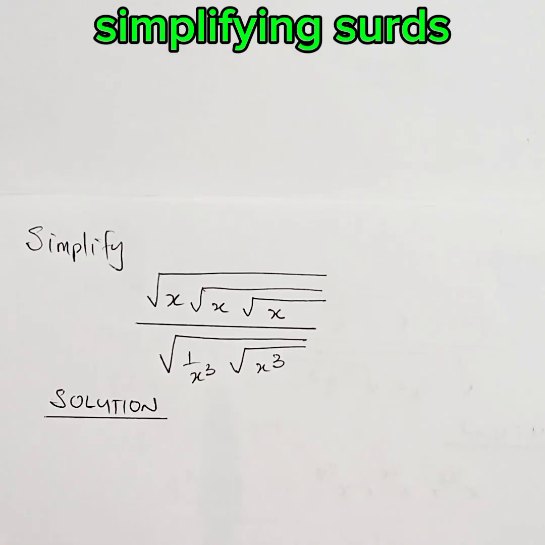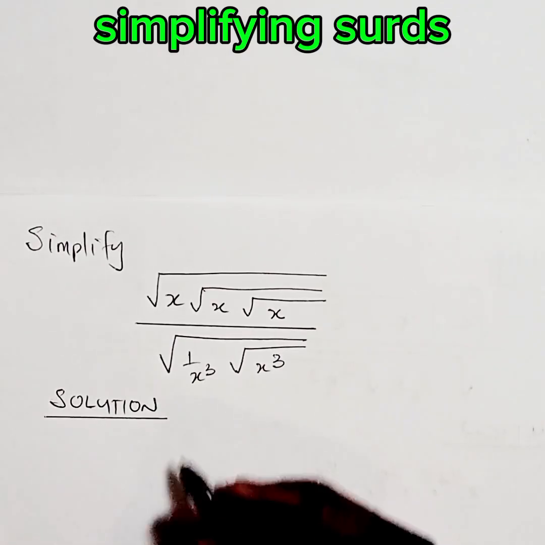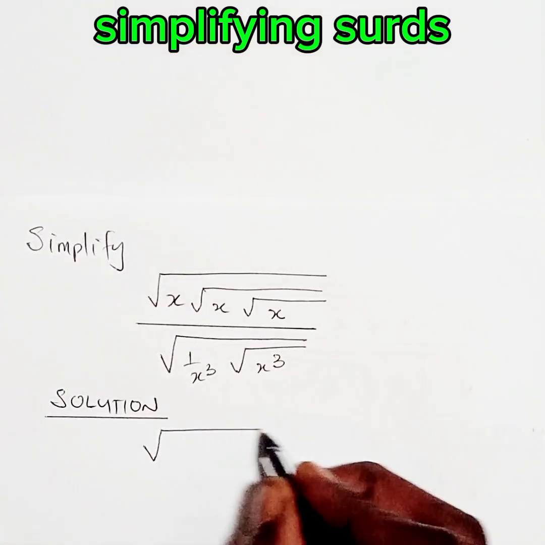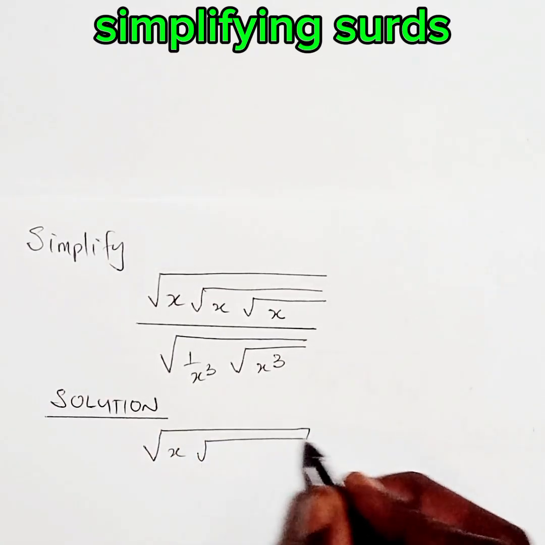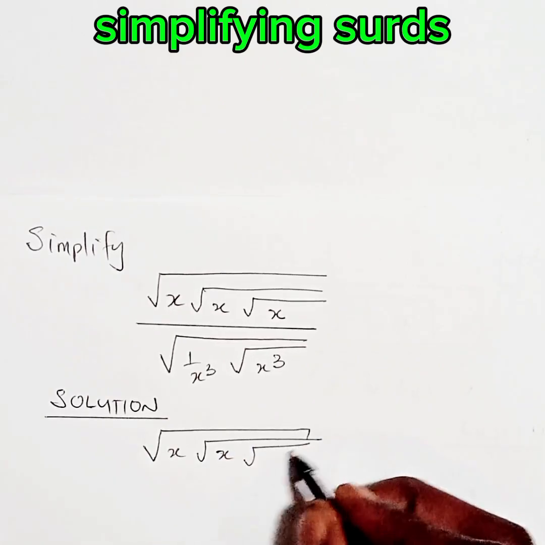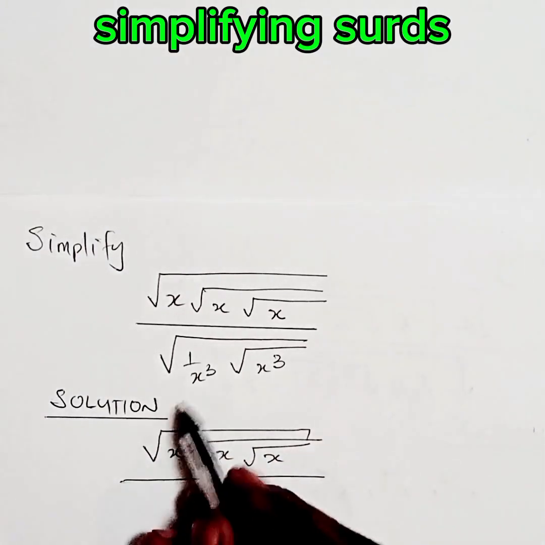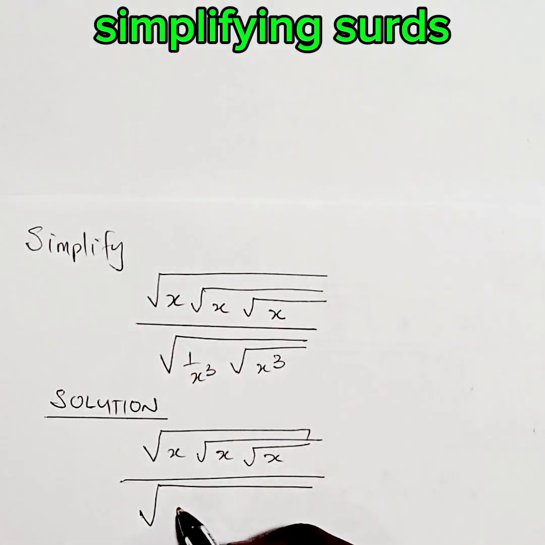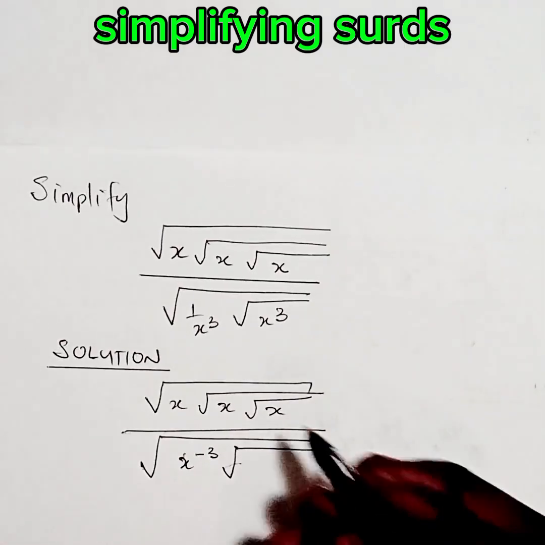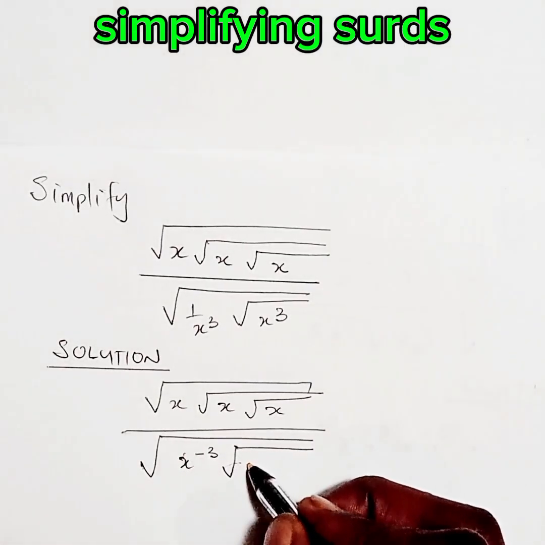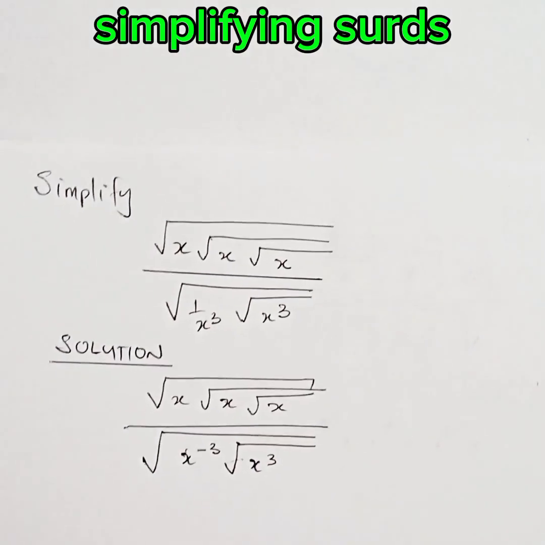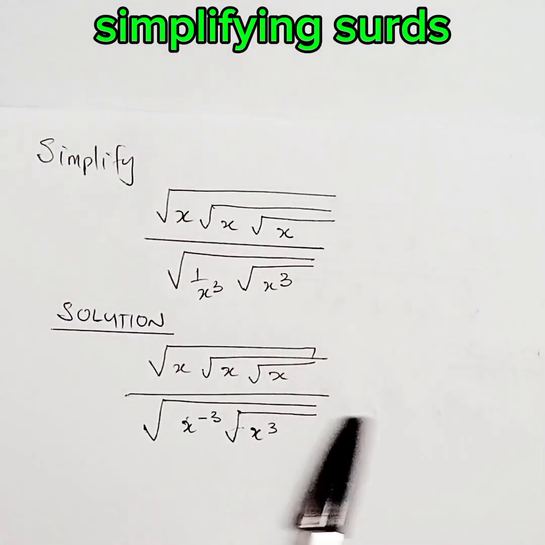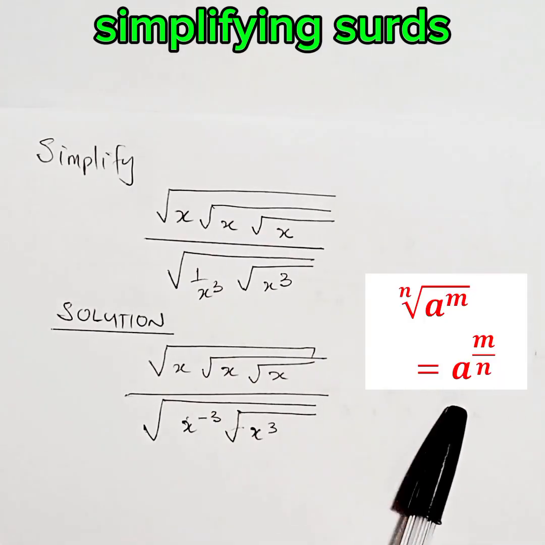Today we are simplifying a surd expression. Let me just rewrite it. Okay, there I have root x and another root x and a root x there. Now I just need to rearrange what is down there. Here I'll be having x to the power minus 3, then it's multiplying x to the power of 3, root of that. Okay, now to get rid of the root signs, I'm going to use this law here.